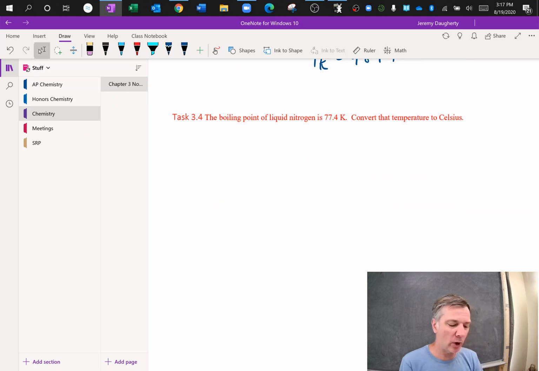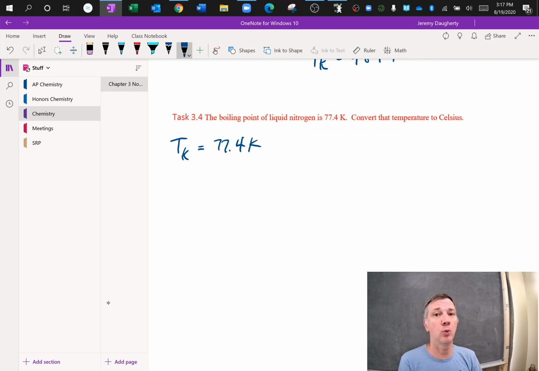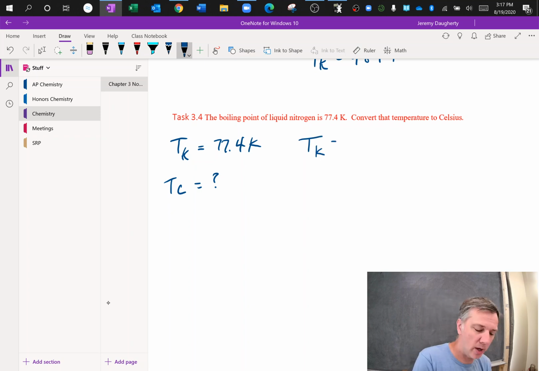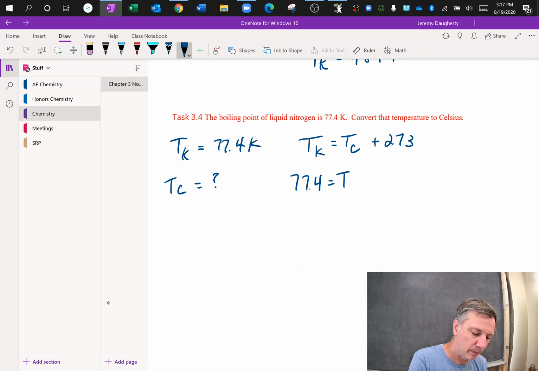Let's do one more problem. The boiling point of liquid nitrogen is 77.4 Kelvin. We're going to convert that temperature to Celsius. So what do we have? We've got the temperature in Kelvin, and that's 77.4 Kelvin. What are we looking for? We're looking for the temperature in Celsius. So that's our question mark. What's our equation? Our equation is the temperature in Kelvin is equal to the temperature in Celsius plus 273. Let's fill in what we know. Temperature is Kelvin 77.4. We're looking for temperature in Celsius, and then we're going to add 273.